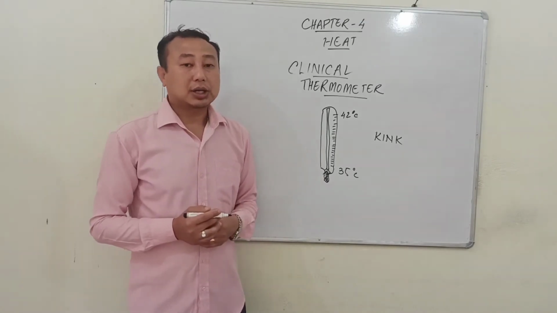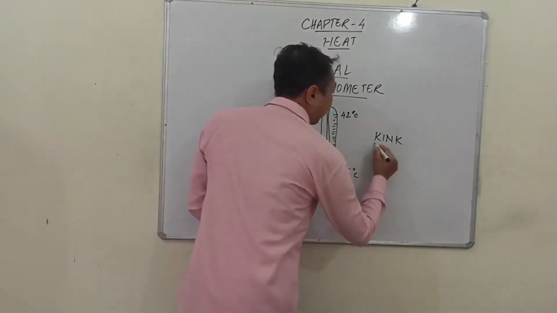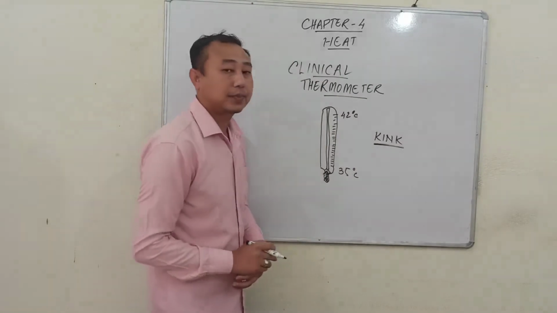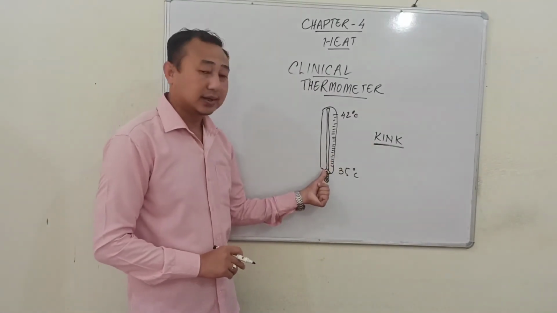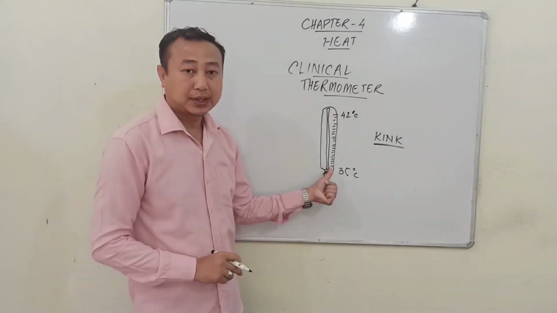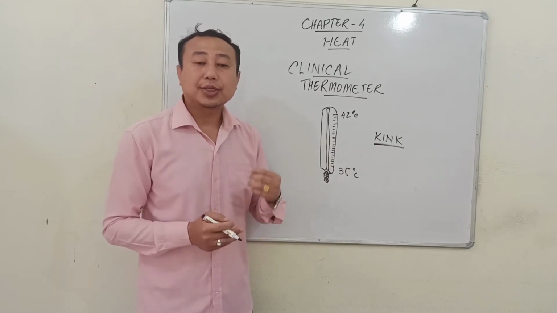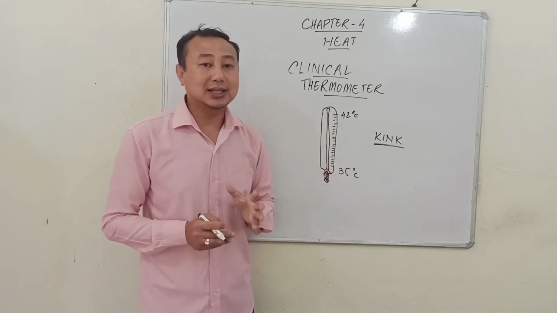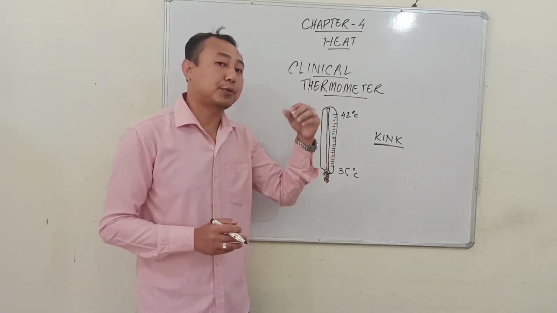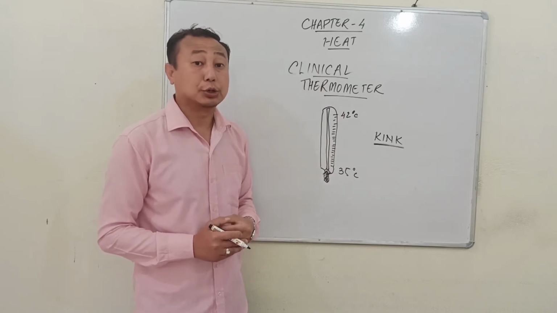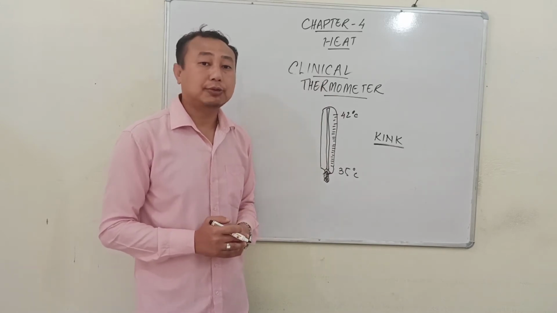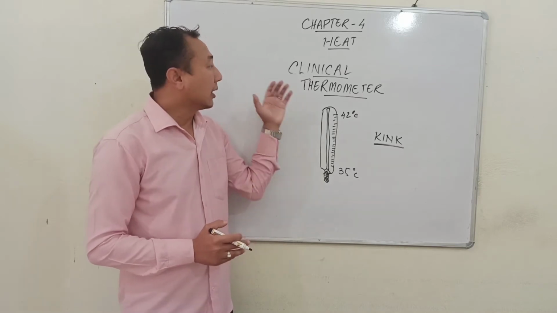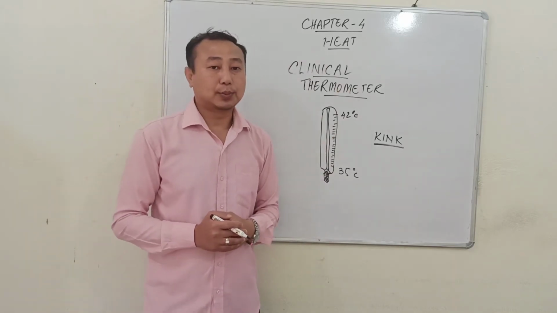While discussing the clinical thermometer, you have to remember the importance of this kink. The kink is present near the bulb of the thermometer. It doesn't allow the mercury to flow back into the bulb when the thermometer is taken out from the mouth of the person, in order to record the correct reading of the temperature. So this is all about the clinical thermometer.